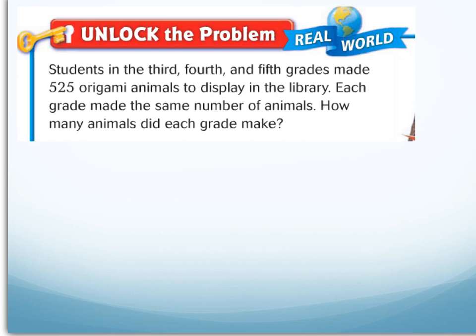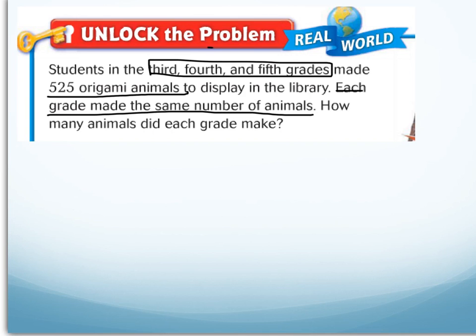Students in the 3rd, 4th, and 5th grades made 525 origami owls to display in the library. Each grade made the same number of animals. How many animals did each grade make? To solve this problem, I know that there are 525 origami owls that are going to be displayed in the library. I also know that each grade made the same number of animals. Since 3rd, 4th, and 5th grades made the origami animals, I know there were 3 grades that made the animals. To find out how many animals each grade made, I'm going to divide 525 by 3.